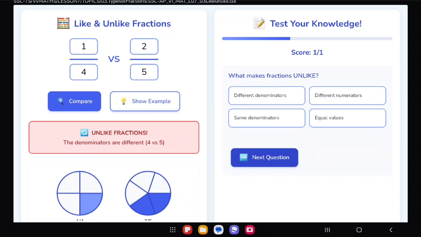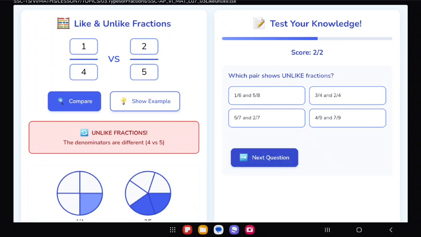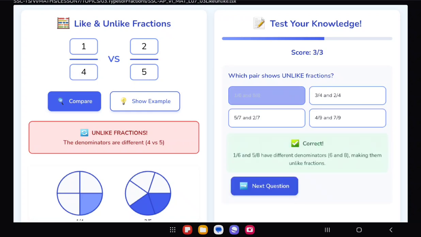All right, next question. What makes fractions unlike fractions? How do we know that fractions are unlike fractions? Different denominators, same denominators, different numerators, or equal values? What will be the answer, students? The answer is going to be different denominators. Now another one. Which pair shows unlike fractions? See carefully. Remember unlike fractions? I'll give you a hint. When the fractions have different denominators, which of these have different denominators? The first one, 1 by 6 and 5 by 8. 6 versus 8, different denominators.